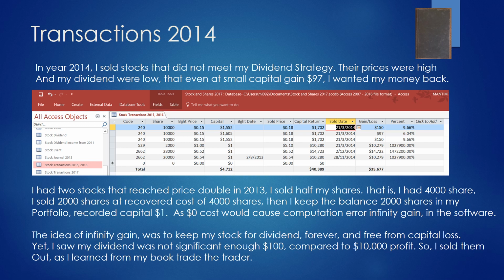Recorded capital $1. As zero cost would cause a computation error, infinitive gain in the software. The idea of infinitive gain was to keep my stock for dividend forever and free from capital loss. Yet, I saw my dividend was not significant enough in the $100 compared to $10,000 profit, so I sold them out as I learned from my book Trade the Trader.